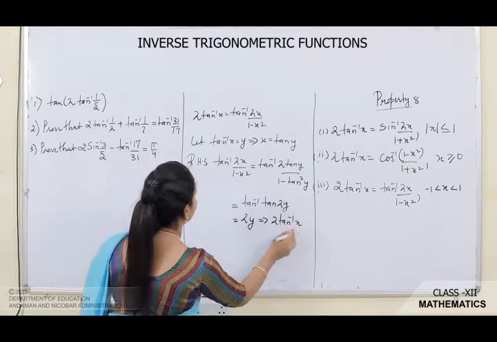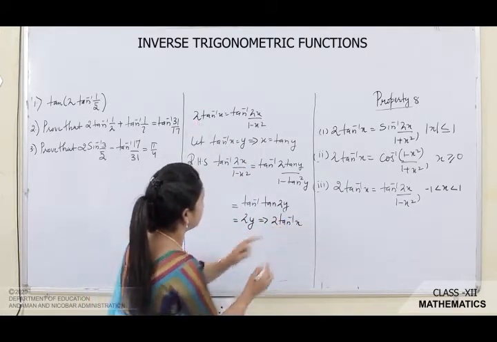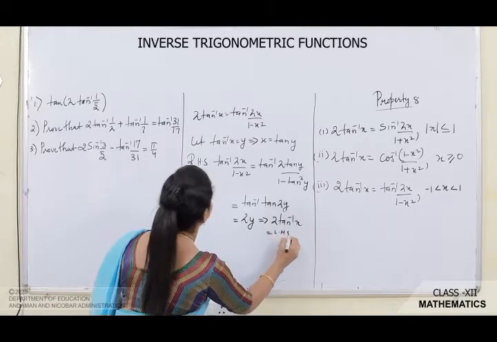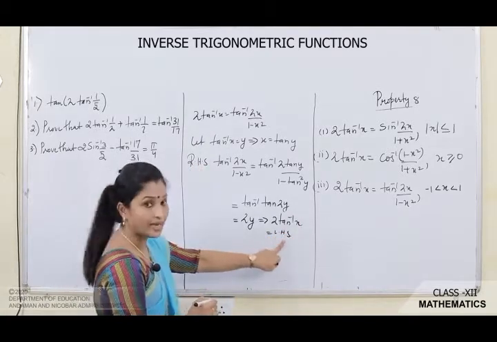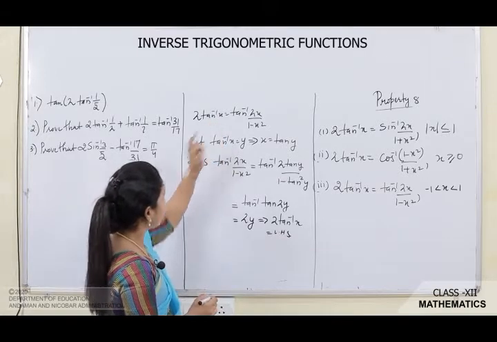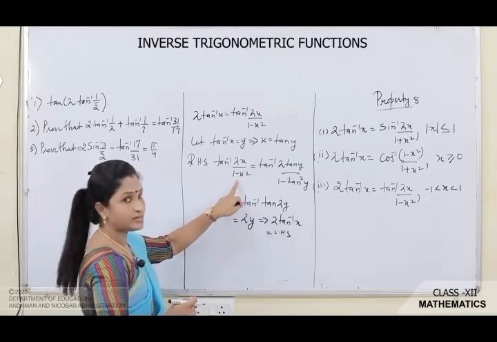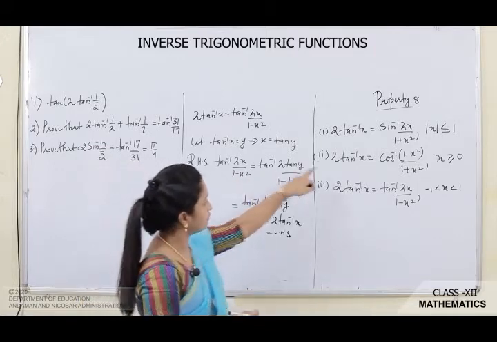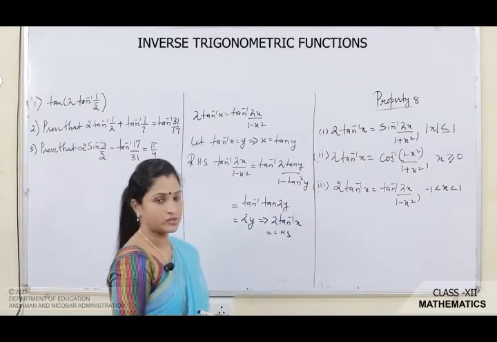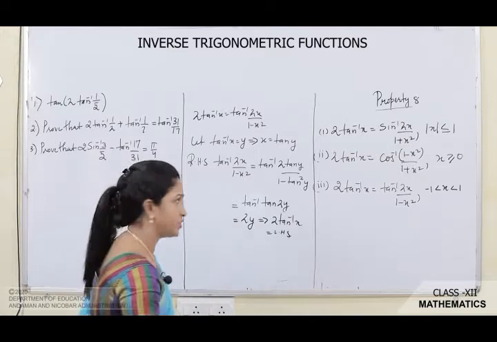So we have proved that this is equal to LHS. We started with RHS and we got LHS. So we have proved that 2 tan inverse x is equal to tan inverse 2x by 1 minus x square. Similarly, you can prove the second part and the first one also. Now let's see some questions.